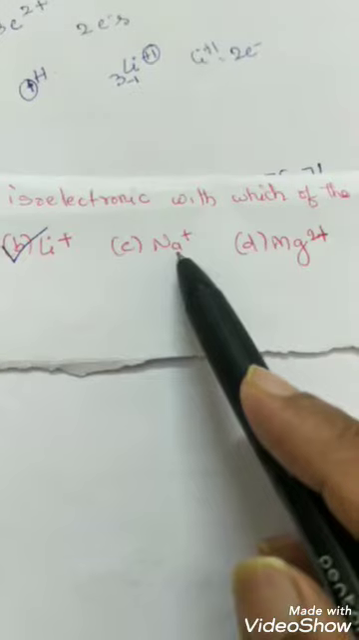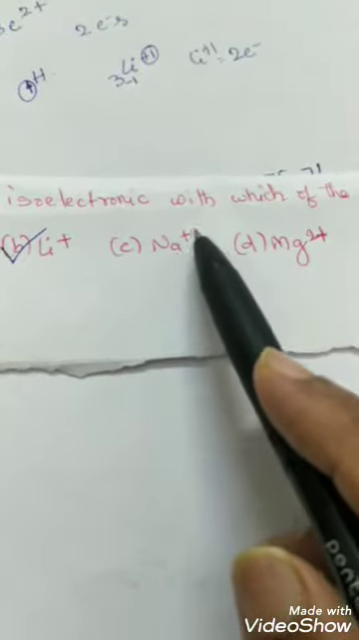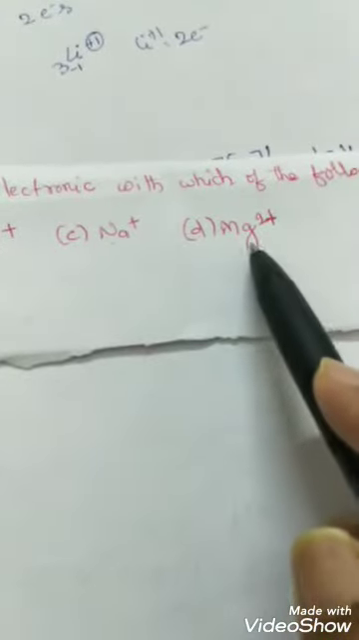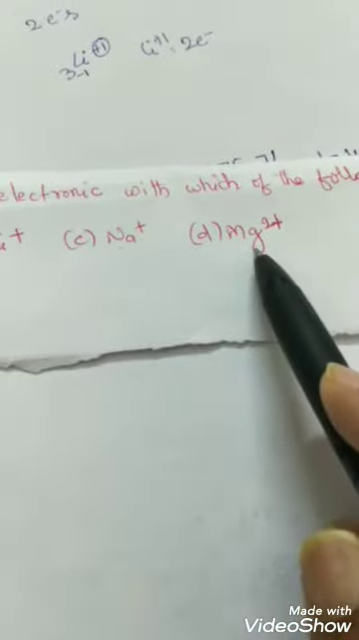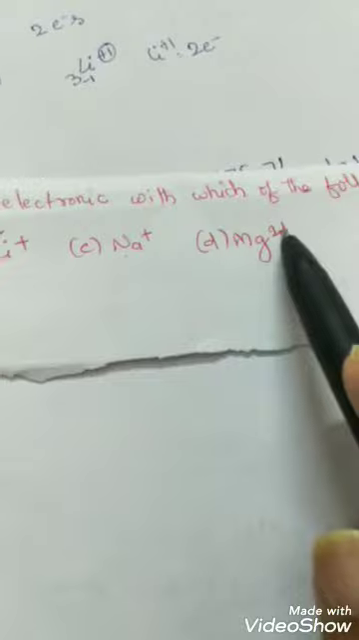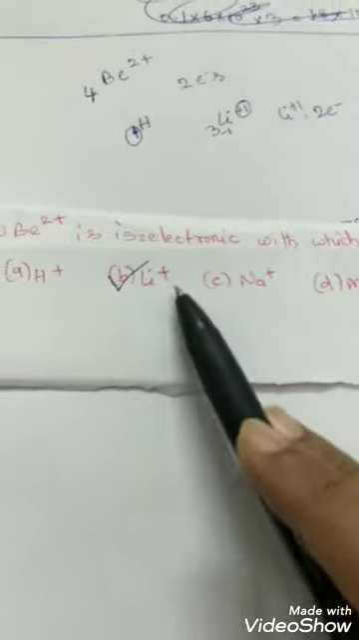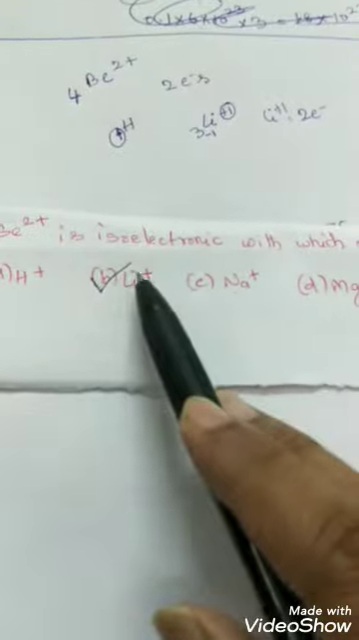For the remaining, sodium's atomic number is 11, and plus means 11 minus 1, so it contains 10 electrons. Magnesium's atomic number is 12, but plus 2 is there, so 12 minus 2 is 10 electrons. So beryllium 2 plus and lithium plus have the same number of electrons. That's why they are isoelectronic. So next question.